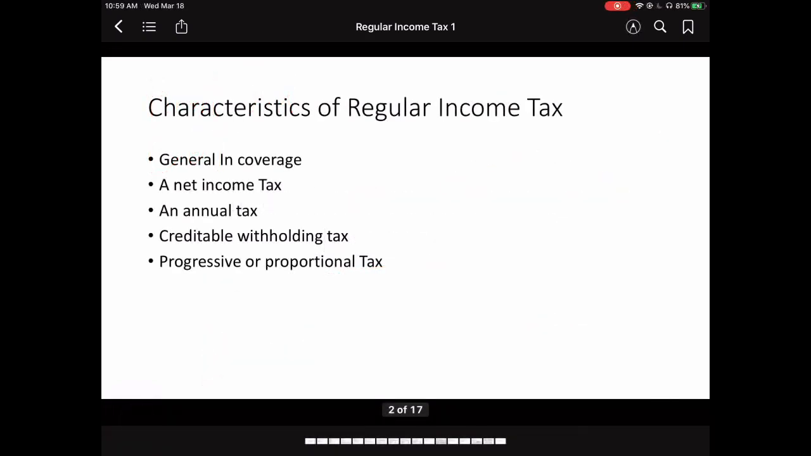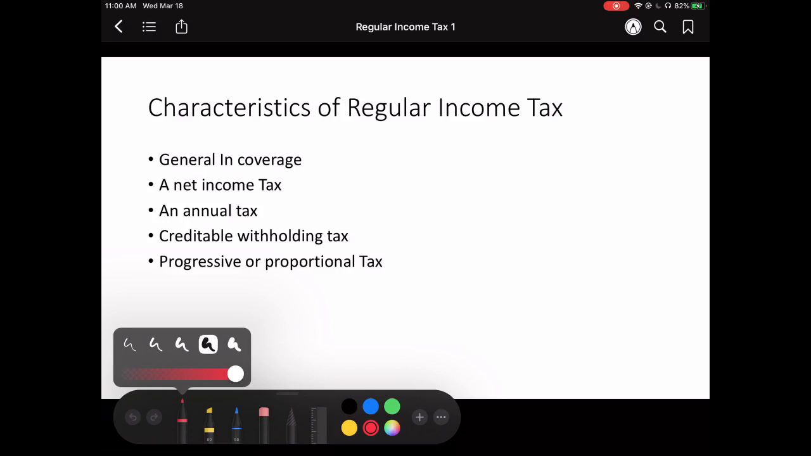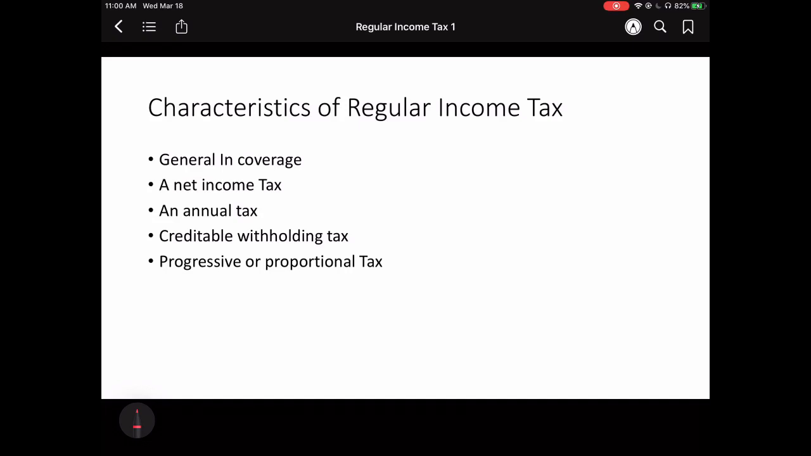So these characteristics include these five: general coverage, a net income tax, an annual tax, creditable withholding tax, and progressive or proportional tax. It is called general coverage because all types of income will be subject to regular income tax, except those already subject to final tax, capital gains tax, or other taxing policy. It is a net income tax because it is netted with certain deductions, which are deducted in order to get the taxable income. An annual tax because it is to be filed annually.